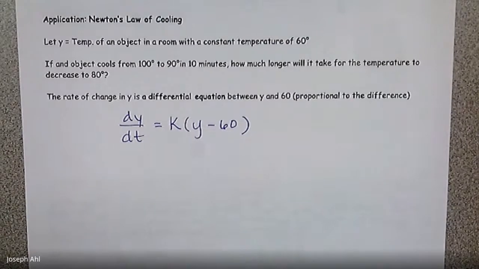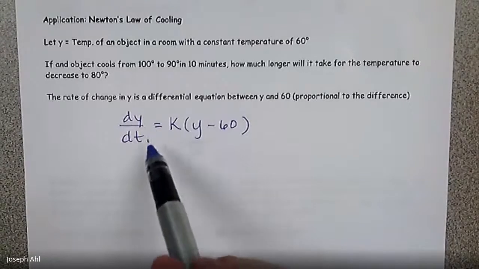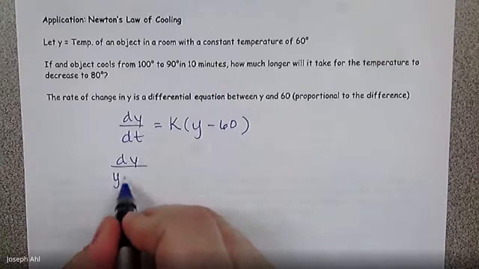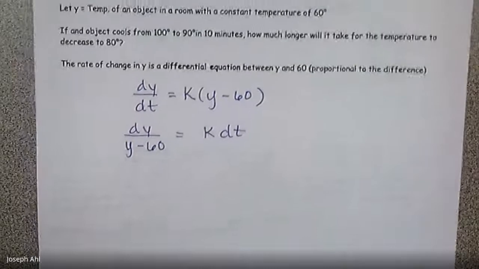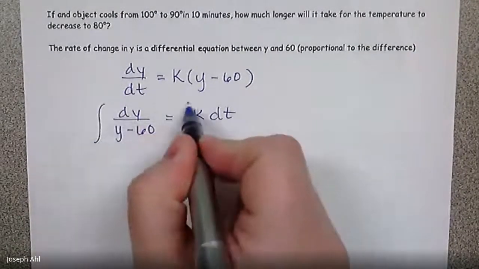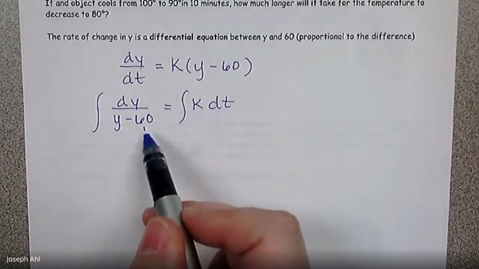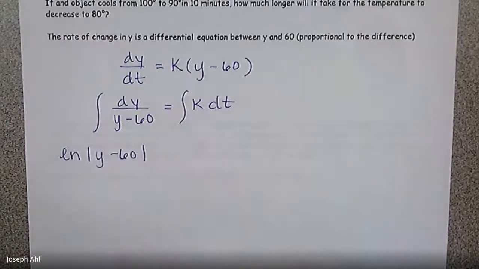Okay. But once you set up the differential equation, hopefully you can see how this is going to become a separable differential. That if I get the y's over to this side, and I'll write k dt on the other side, that we can start our process and find the antiderivative of both sides. Okay, so first and foremost, separate that differential so that this way we can find the antiderivative of both sides. Antiderivative of 1 over y minus 60 is going to be natural log of absolute value y minus 60.